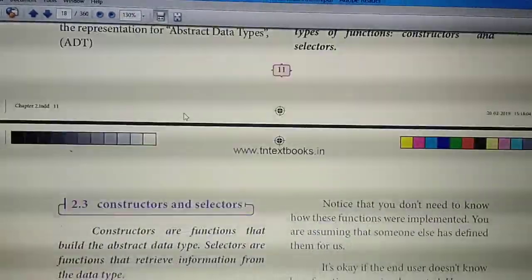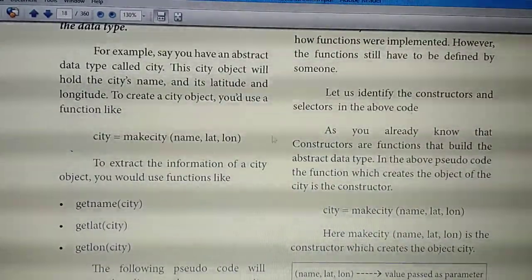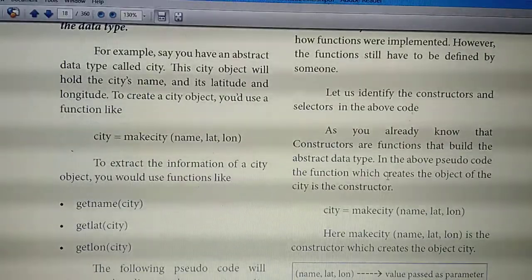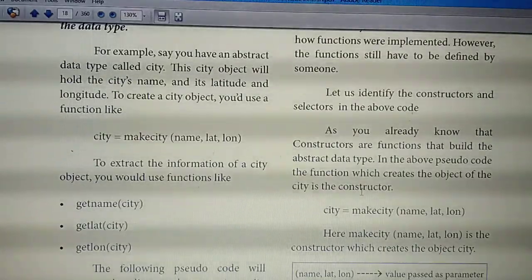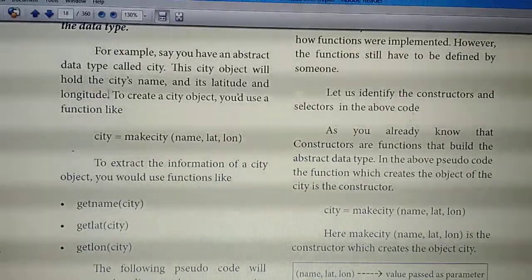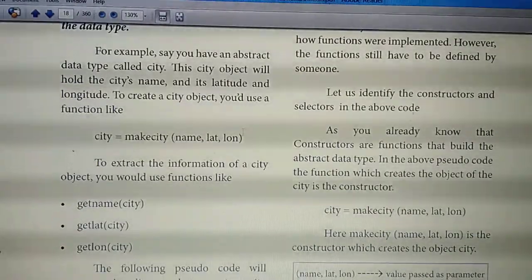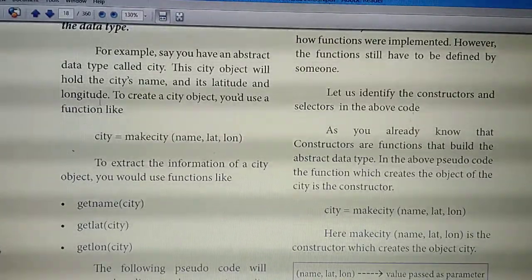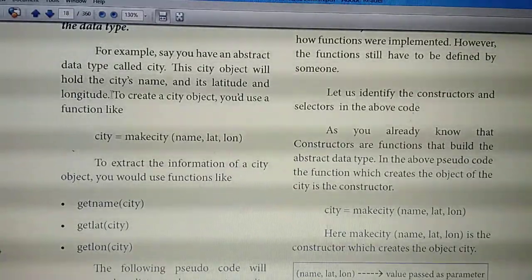Then third point, come to page number 12. From here you mark: to create a city object, you would use function city equal to make city name comma latitude. This is the third point for constructor. So put the heading as example. Example: to create a city object. This is the third point, up to this.